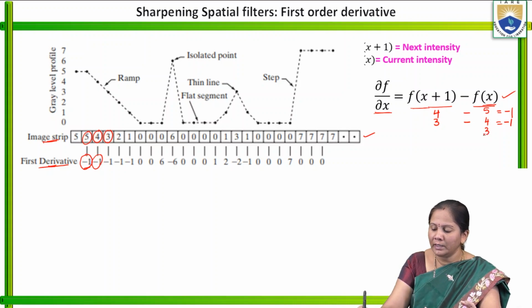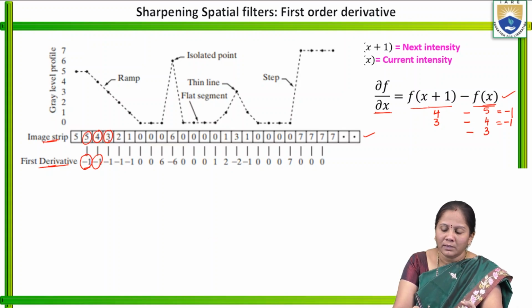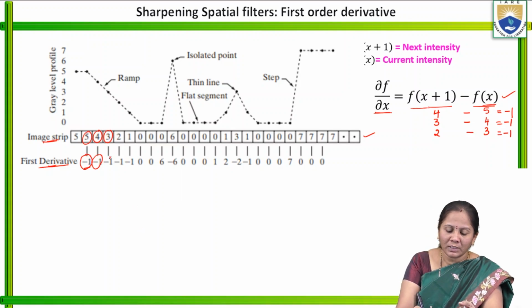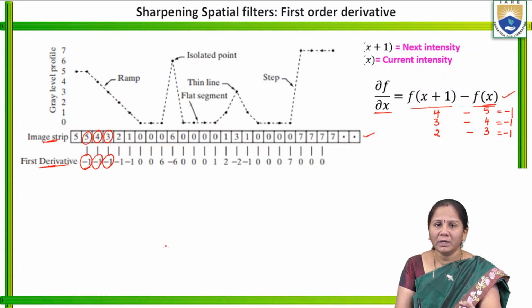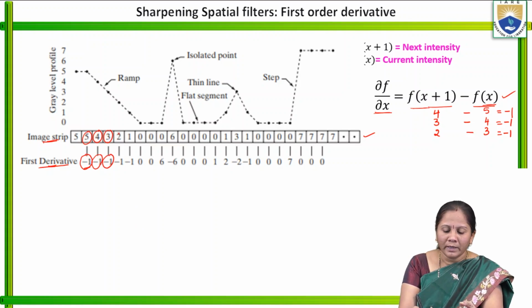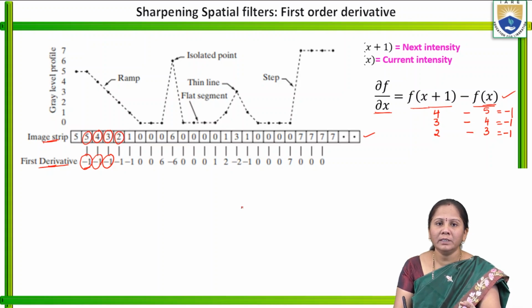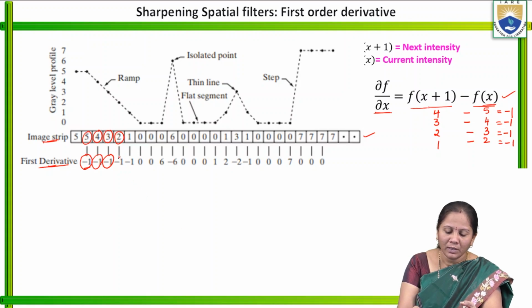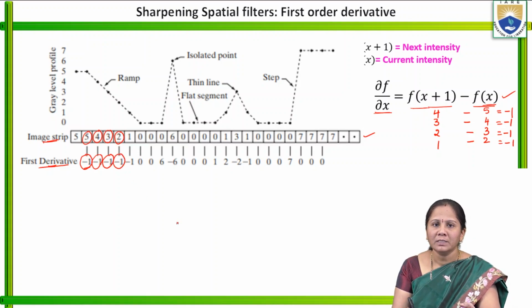If we consider the current intensity as 3, f of x plus 1, the next intensity, will be equal to 2. So here we get 2 minus 3, whose value is equal to minus 1. So that's why for this we are also getting minus 1. Considering the next current intensity as 2, the next intensity for this 2 is 1. So here 1 minus 2, whose value is equal to minus 1. That's why here we got minus 1.